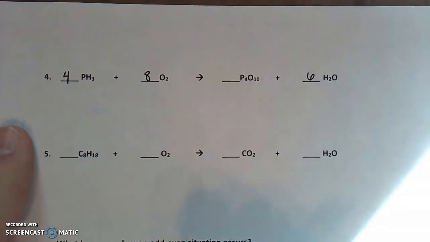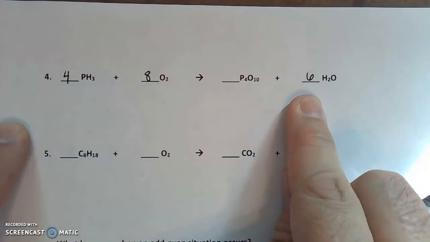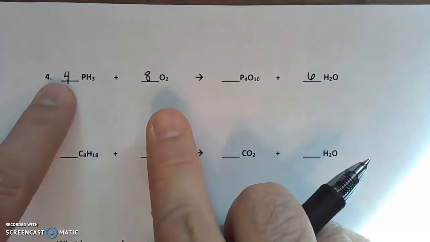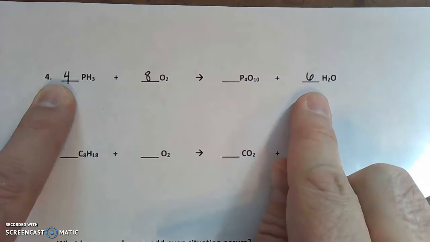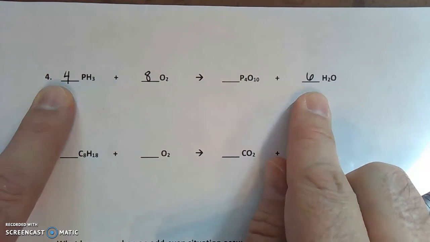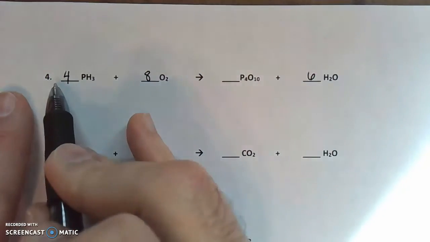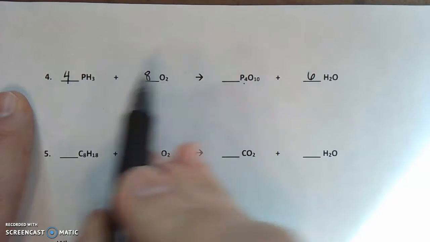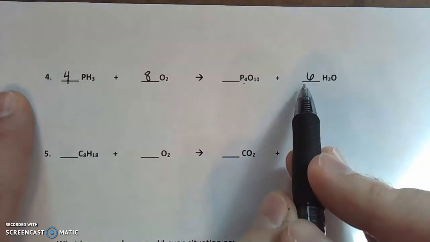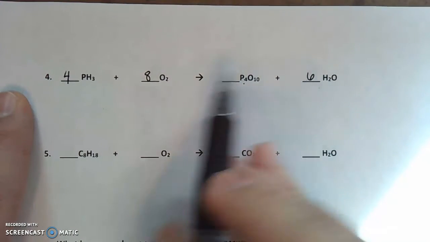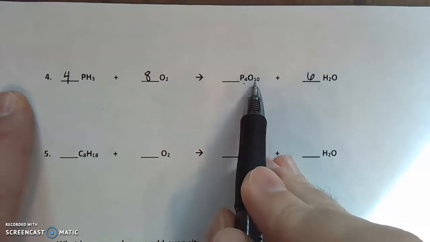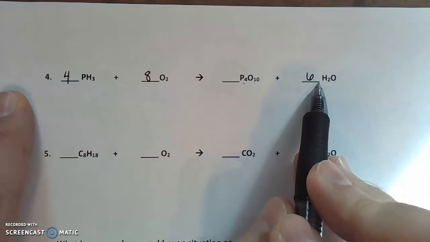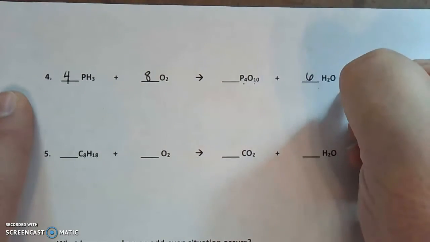And again, we always check to make sure it's in lowest terms too. 4, 8, 1, and 6 are in lowest terms. And now we can double check. 4 P's, P4, that's 4 P's. 12 H's, 6 times 2 is 12 H's. 16 O's, there's 10 plus 6 from the water gives us 16. We're done.